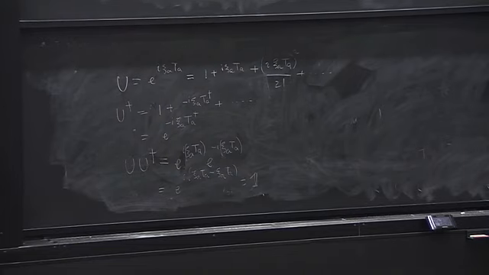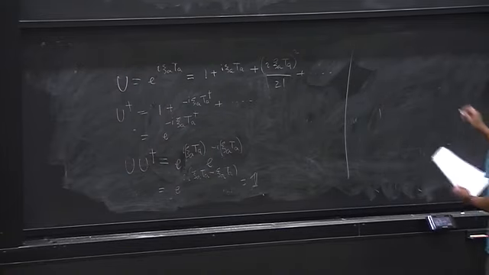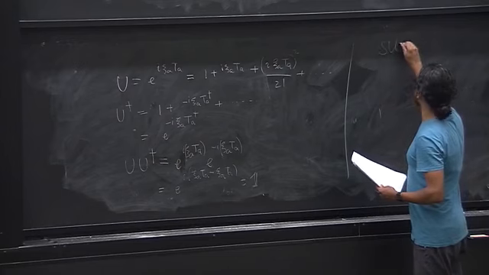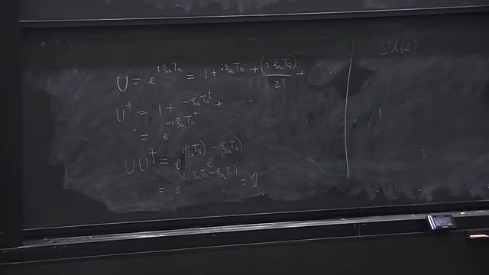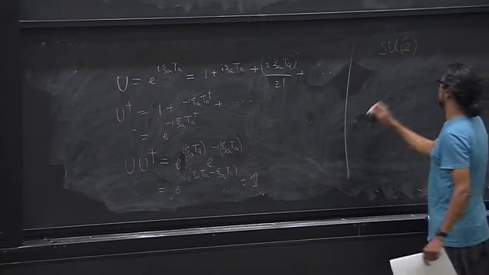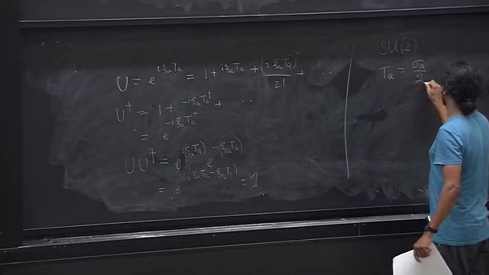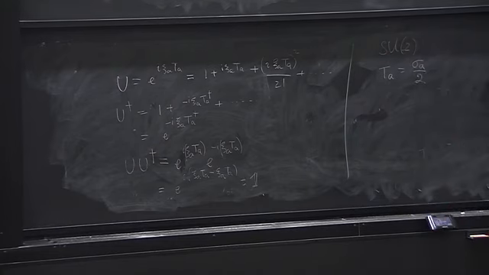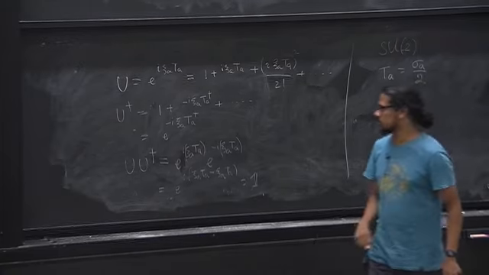Okay, so an example of this group is SU(2), and in that case, the generators are given by half of the Pauli matrices, and you know that they're Hermitian and they're traceless.